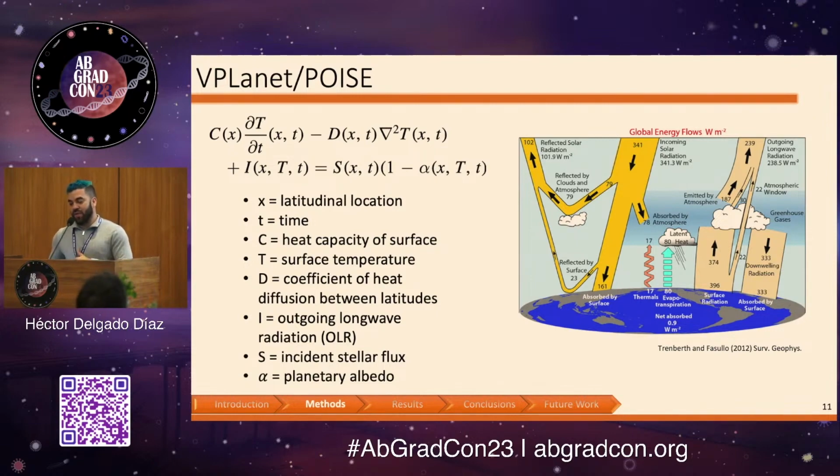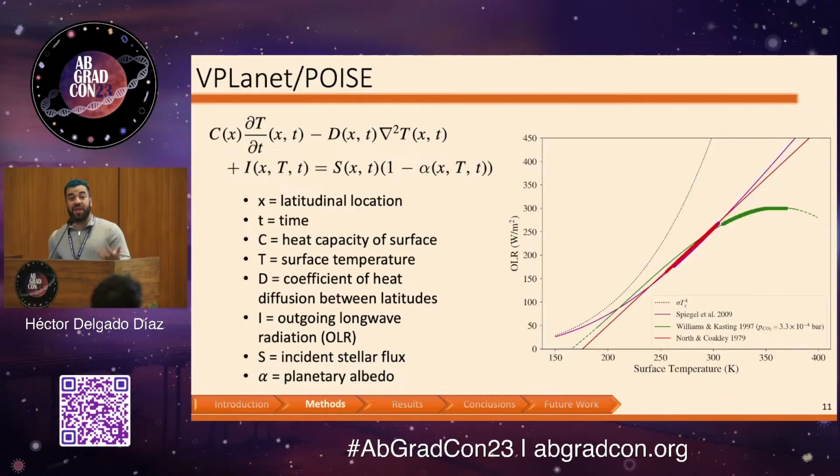Another part of vPlanet that we think of is that outgoing longwave radiation. There are many theories on how to calculate how much of that radiation is being dissipated to space. In vPlanet, there are three of them, from Spiegel 2009, Williams and Kasting 1997, and North and Coakley 1979. Spiegel and North and Coakley are just a function of temperature, and Williams and Kasting includes a component of partial pressure of CO2.